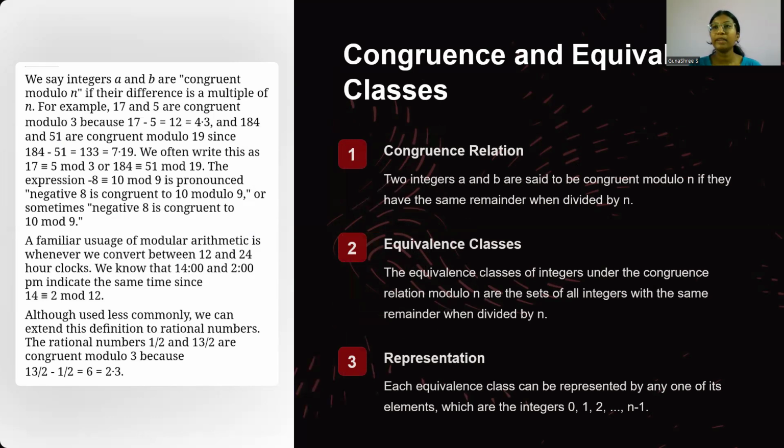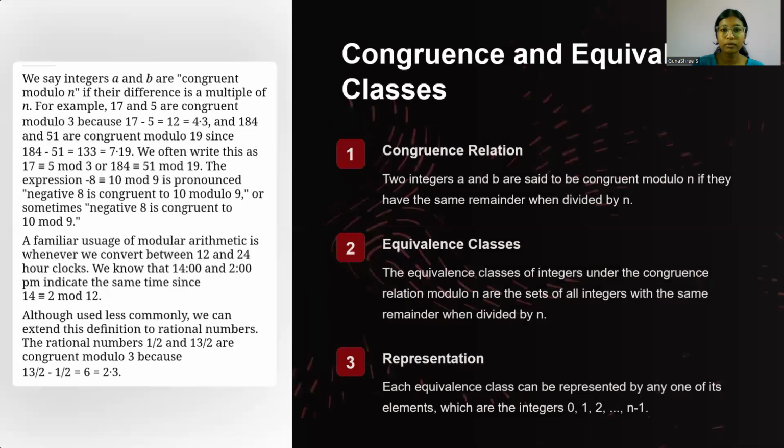So here, the equivalence classes will come under the congruence classes or the congruence relation, stating that all the integers with the same remainder will obtain the same remainder when they are divided by n. Next is the representation. It will be represented by any one of its elements, which are the integers.